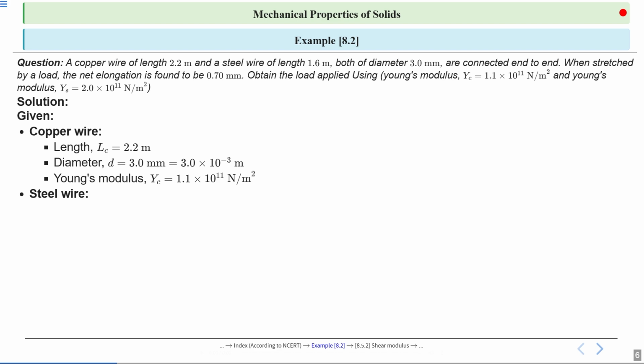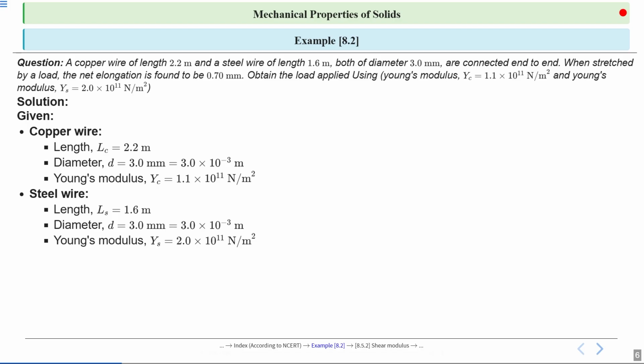The second is steel wire. Length Ls is equal to 1.6 meter. Diameter d equal to 3.0 mm. So again here we need to convert it from mm to meter. So just multiply by 10 raised to the power minus 3. So it will be 3.0 into 10 raised to the power minus 3 meter. Both wires have the same thickness. So any difference in stretching comes from their lengths and material properties. Young's modulus Ys is equal to 2.0 into 10 raised to the power 11 Newton per meter square. Total elongation delta L is equal to 0.70 mm. So in meter it will be 0.70 into 10 raised to the power minus 3 meter.